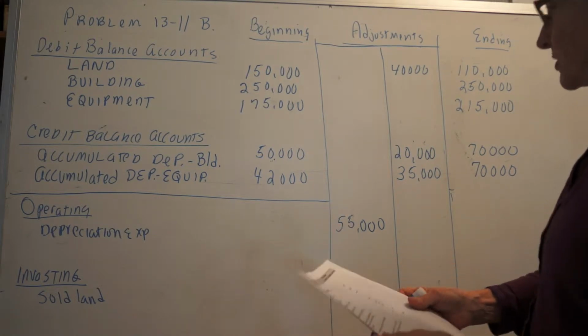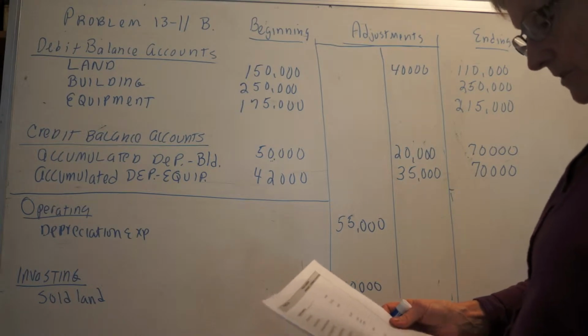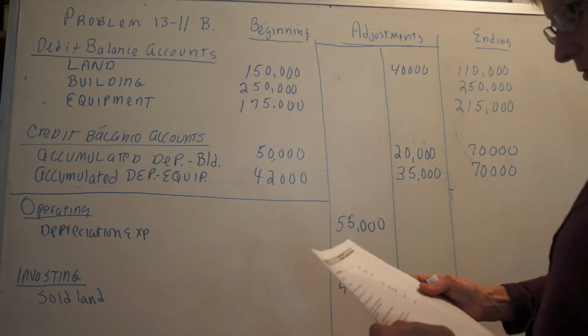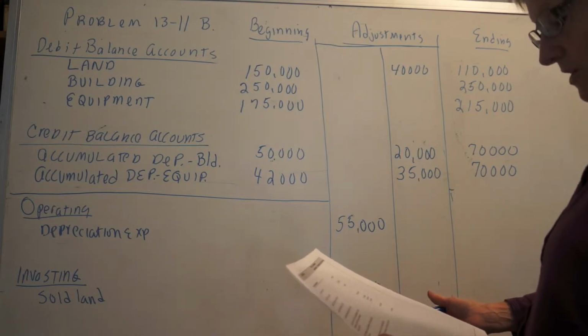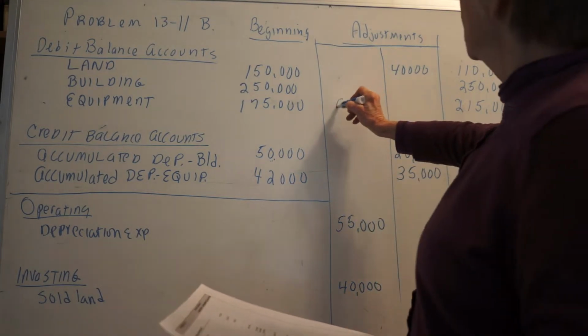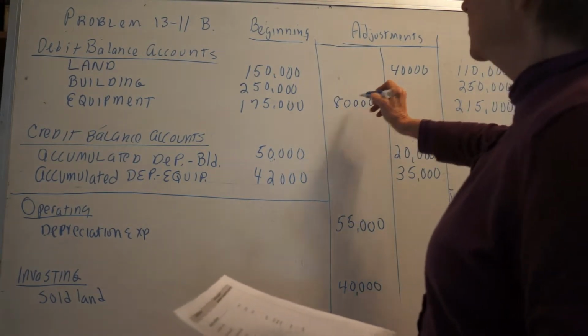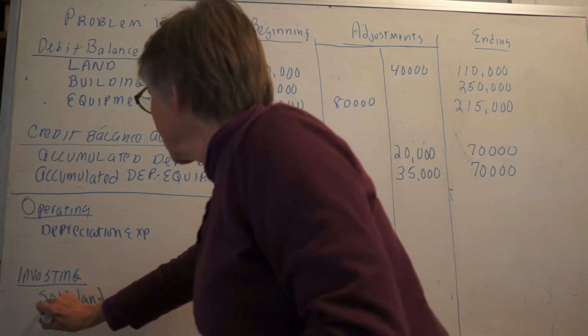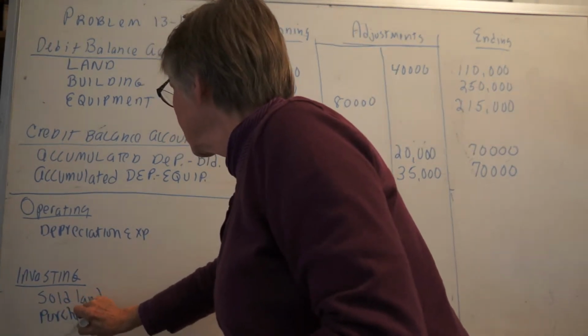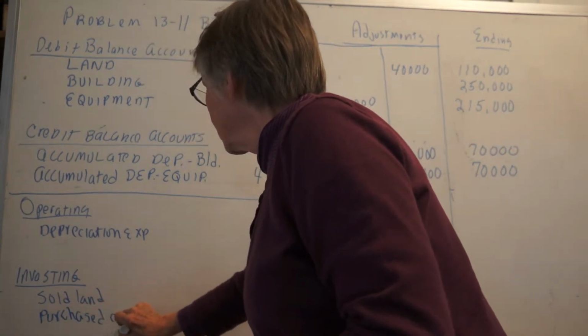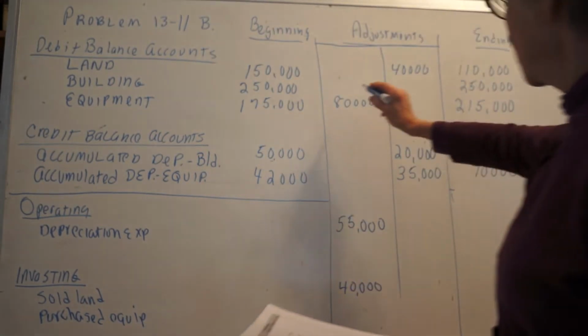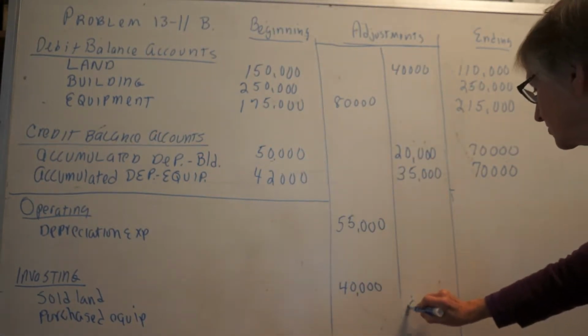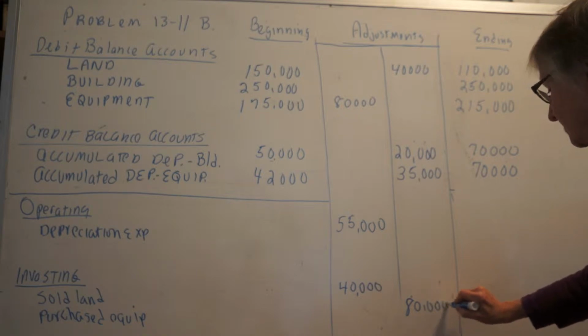Okay, now we come down to the sale of property, plant, and equipment. Well, first of all, it says we purchased some additional equipment for cash. We'll do the easy one first. Okay, we bought $80,000 worth of equipment, and we say we purchased equipment. So 80, and it makes sense that to do that used up some cash.